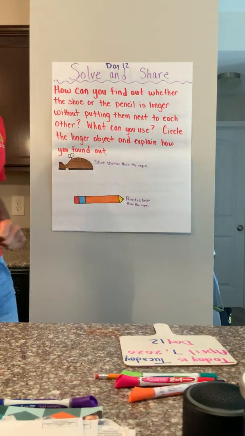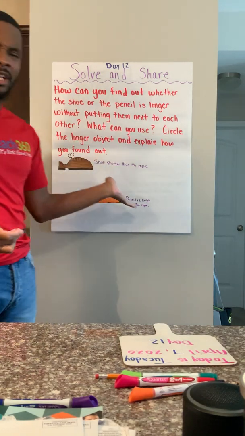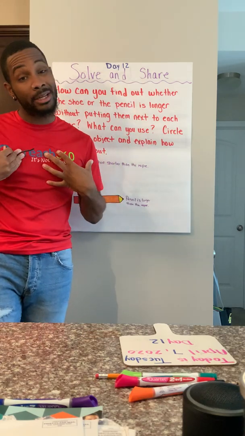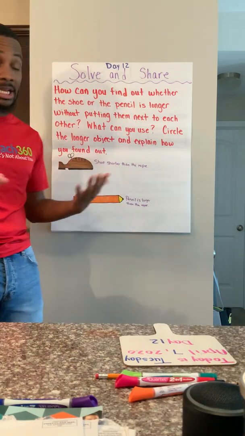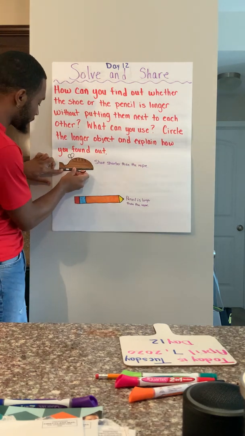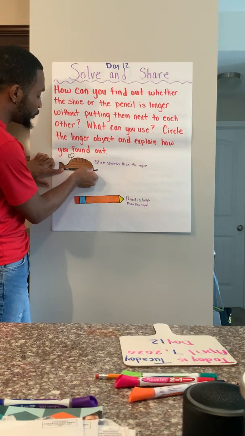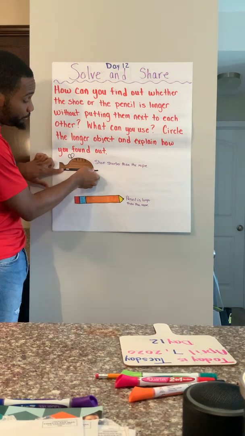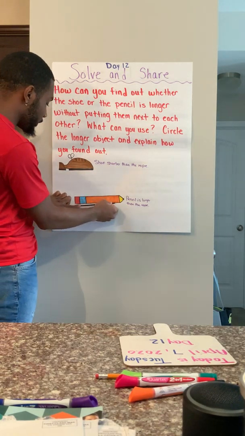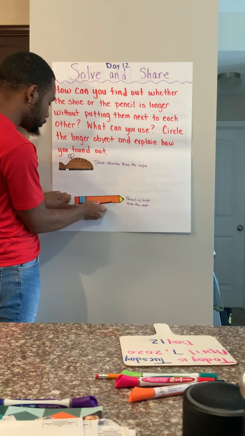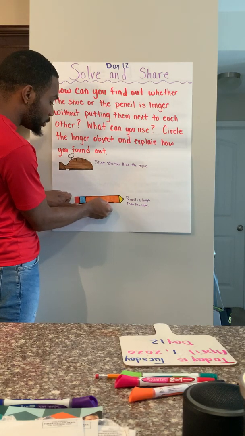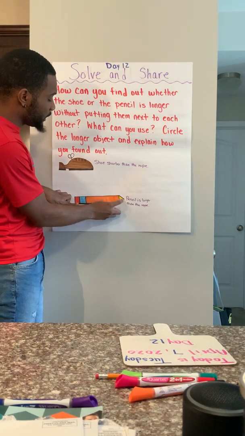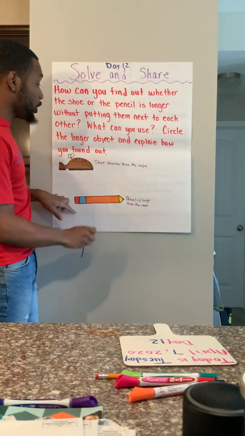Based on that observation, which object is longer? If you need to go back and do it again, you can. I'm going to go back and do it again to make sure that I know what my correct answer is. Once again, I know that the shoe is shorter than the rope, yet my pencil is longer than the rope. So which object is the longest?